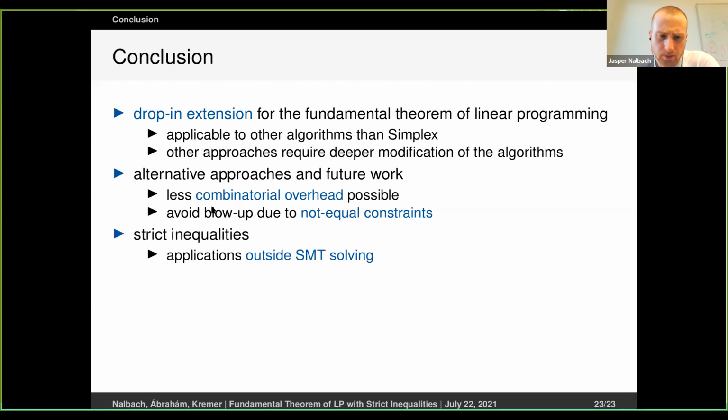And also what we are interested in, when we were researching solutions for handling strict inequalities, is whether there are also applications for this extension outside SMT solving. Okay, thank you for listening, and I'm open for questions.